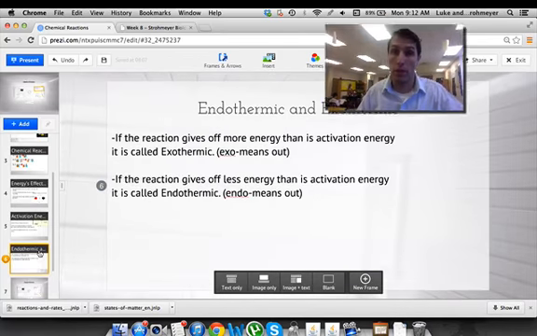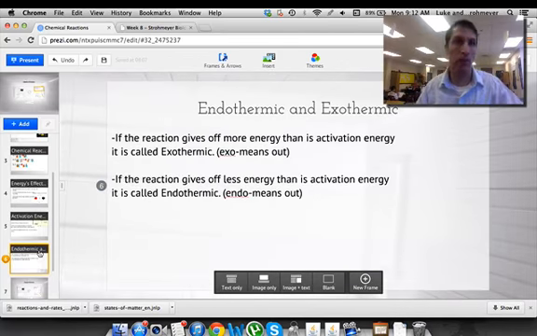Alright, now, once you get the reaction to occur, that reaction can have one of two different outcomes. It can be either endothermic or exothermic. If the reaction gives off more energy than its activation energy, so if you were to carry out this experiment and you put your hands on the jar and it's warm afterwards, it's giving off extra energy, that's called exothermic. Exo meaning out, it's giving off energy in the form of heat.